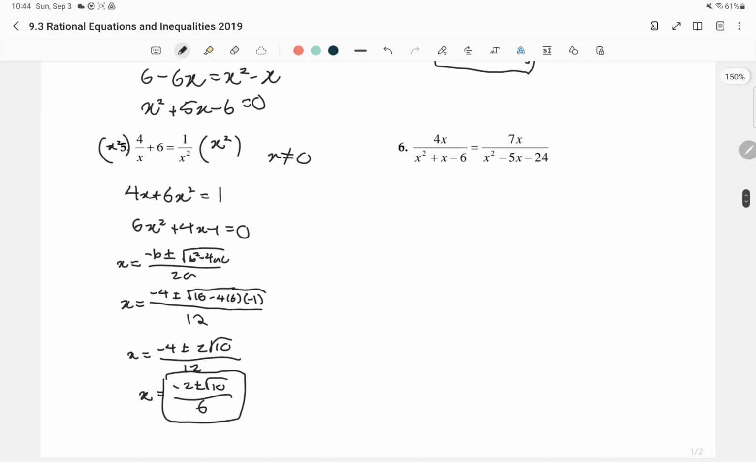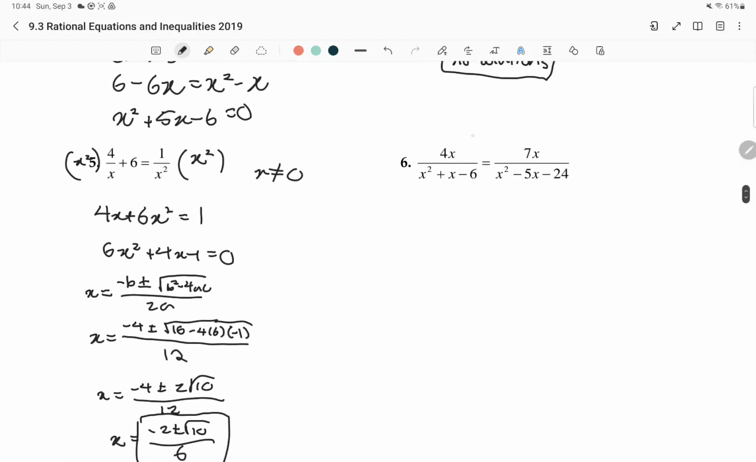Alrighty, let's go over to number 6. We have these two on the bottom, so we're going to have to do some factoring. So 4x over x plus 3, x minus 2, that's pretty easy, equals 7x over x minus 8, x plus 3. Let's make note of our extraneous solutions right now. So we can't have x equals negative 3, 8, or 2.